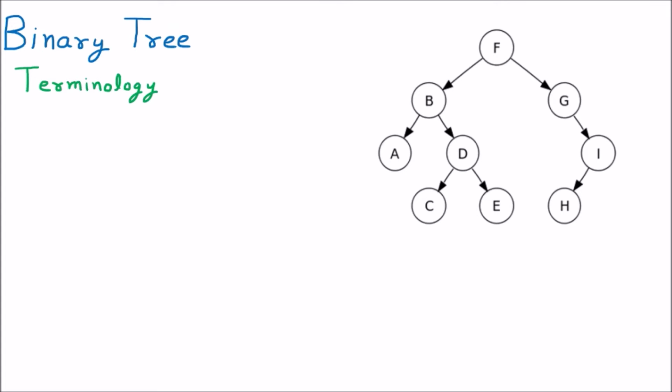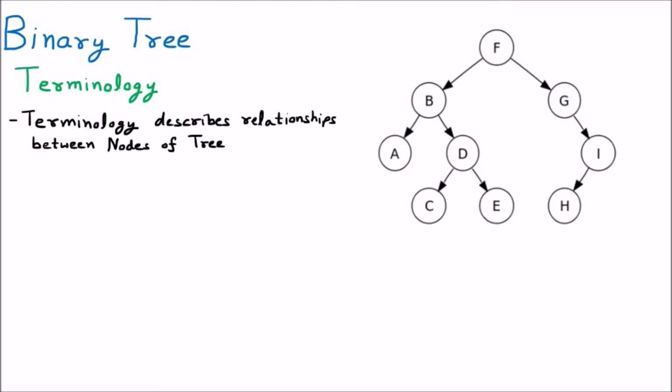Now we are starting the terminology of binary tree. The terminology describes the relations between the nodes of the tree. With the help of terminology, we will understand what are the different types of relations between each node, just like parent relation, child, sibling, edge, path. So that thing we will learn. First of all, we are learning the parent, child and sibling.